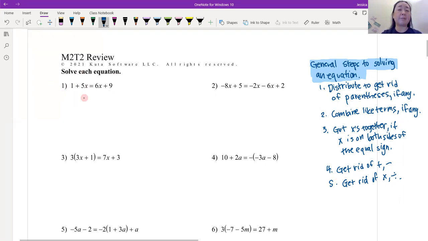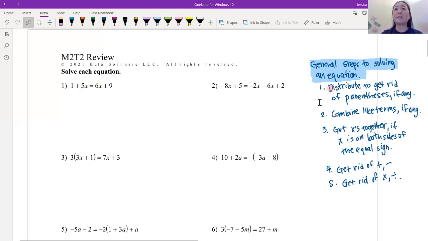So if you take a look at this left one, we don't have any parentheses. So that's good. And we don't have any like terms. On the left-hand side, there's a 1 plus 5x. There's nothing to combine. So now we have to get the x's together. I am going to bring this to the right because I know that if I subtract 5x from 6x, that will still be positive. If I do it the other way, then I'm going to get a negative number.